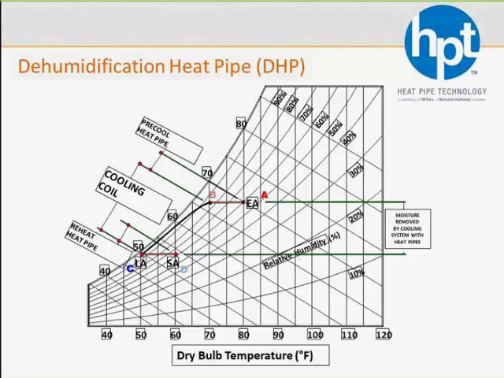So whether it be reducing the cooling load with free reheat or depressing the dew point further plus the free reheat, or a combination of the two, that's what the wraparound heat pipe has to offer. And we call ours the dehumidification heat pipe, or DHP. So when you see model DHP out there, that's what it stands for.